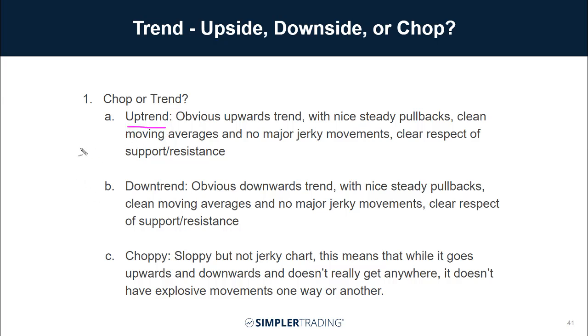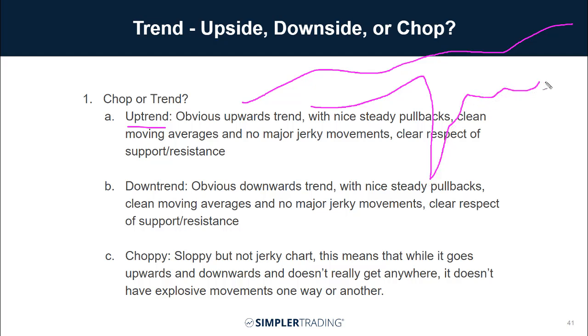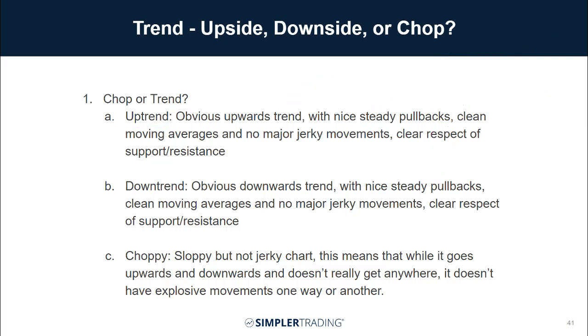quantify it. If you're in an uptrend, you're looking for an obvious upwards trend with nice, steady pullbacks. The one main factor that will tell me it's not a steady trend is when you have an upwards movement like this and then a huge jerk lower and then a little grind, and then that's not an upwards trend. What you want is a nice, steady stair-step pattern higher.